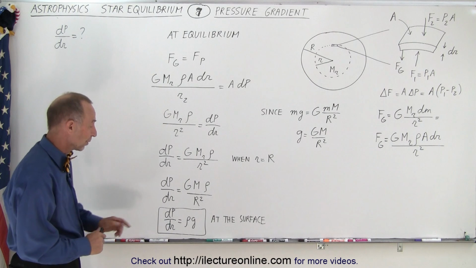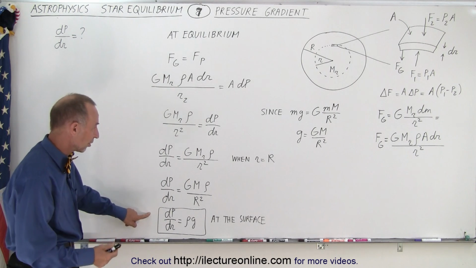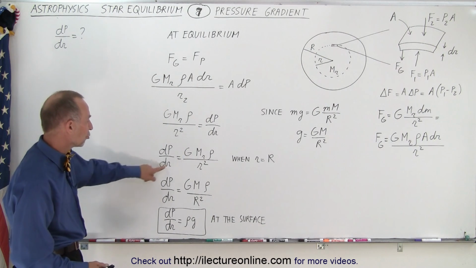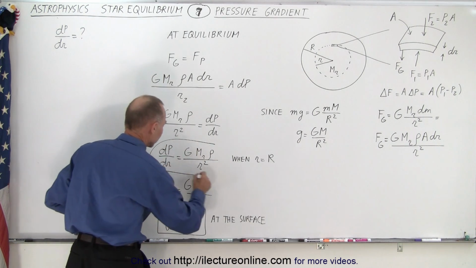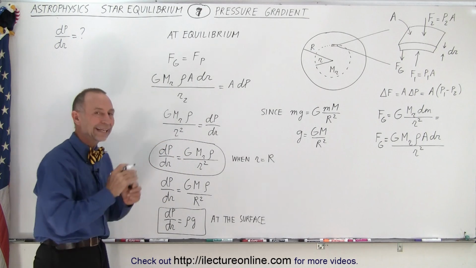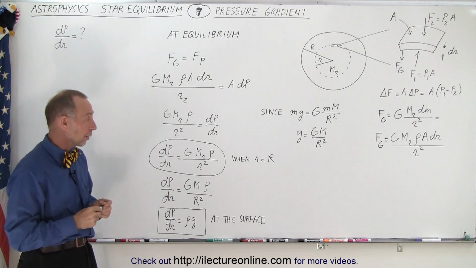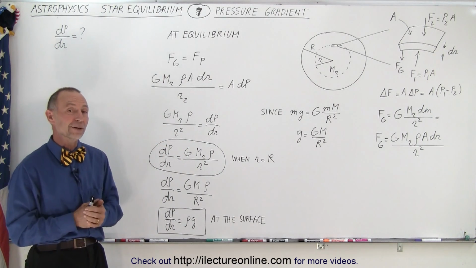So here we have it expressed at the surface of the star, and here we have it expressed in general, right here, maybe I should go ahead and circle it like this, in general, for any point inside the star. And that's how we calculate the pressure gradient of a star.